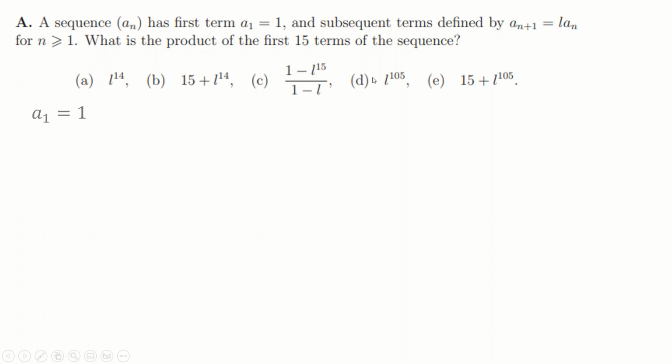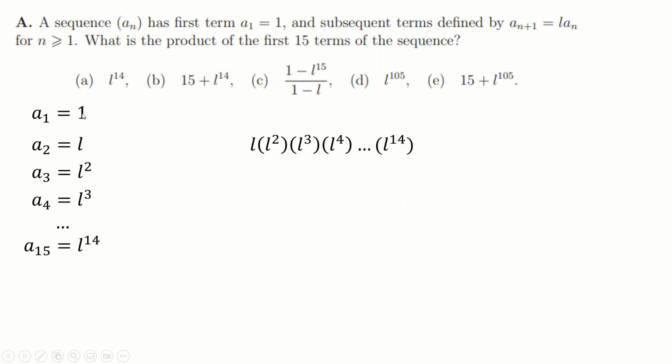So this next term is just going to be L times 1, which is L. The term after that is going to be L times the term before, which is L, so that's L squared. Term after that, L times L squared, which is L cubed, and so on. What is the product of the first 15 terms? So the 15th term is going to be L to the power of 14, because this is always 1 less than this. And then we're going to multiply all of these things together.